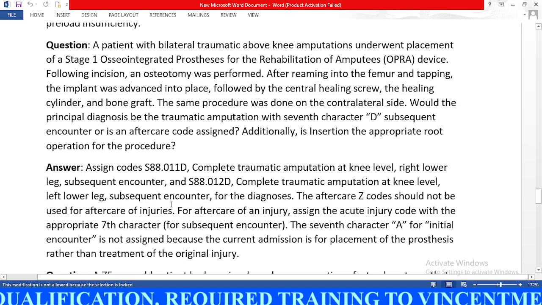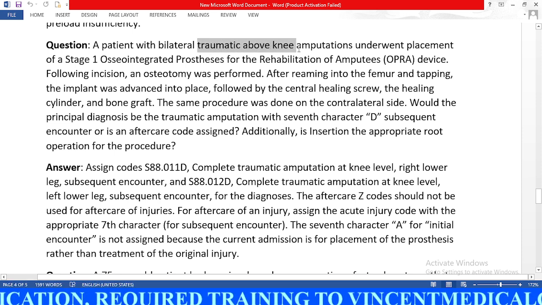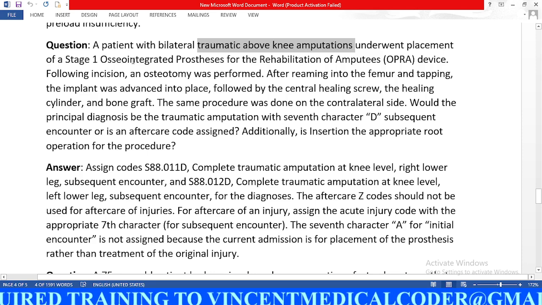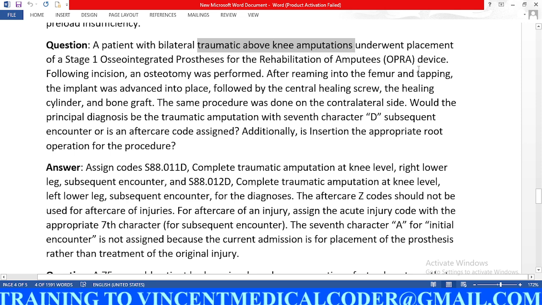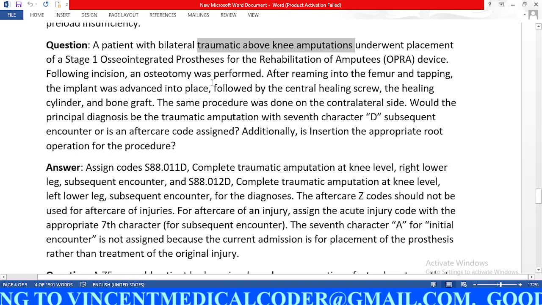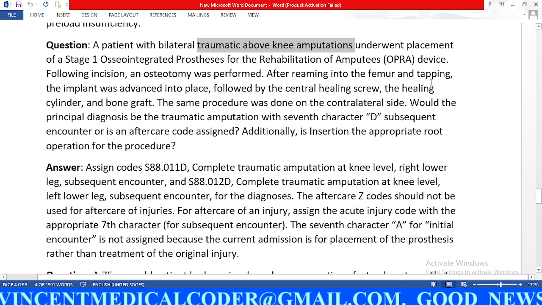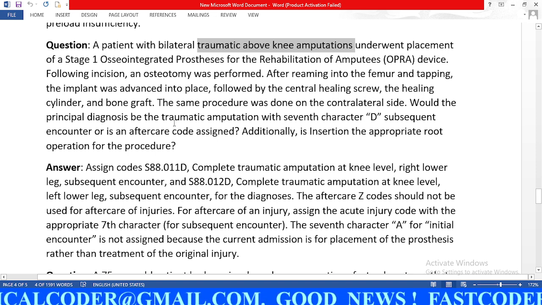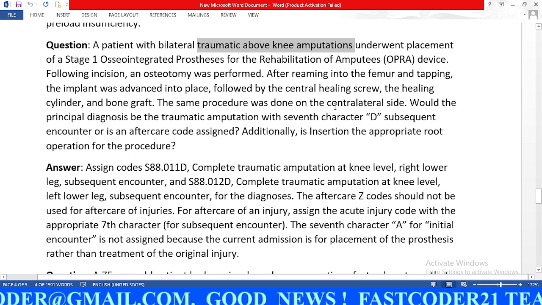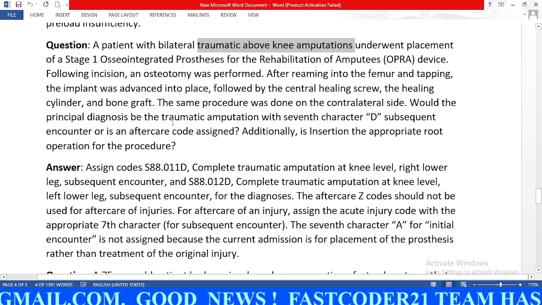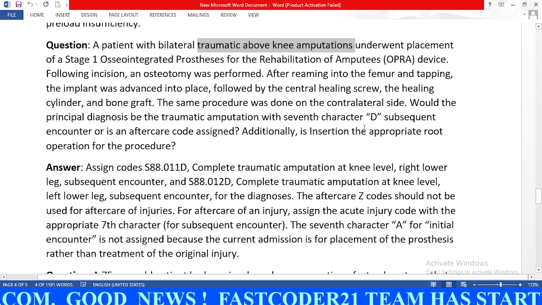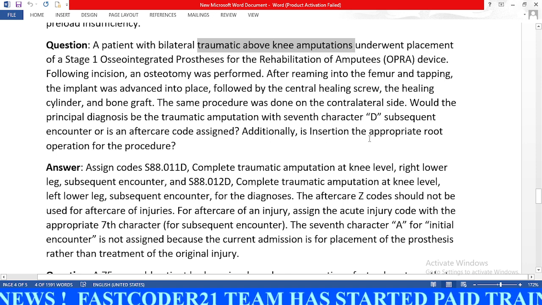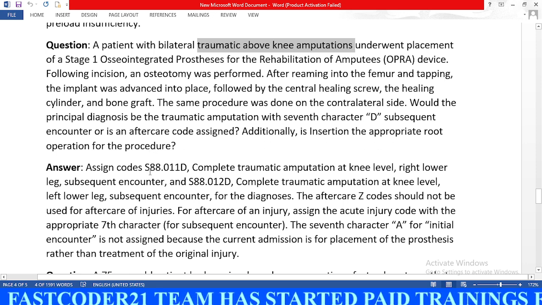Next question. A patient with bilateral traumatic above knee amputations underwent placement of a first osseointegrated prosthesis for the rehabilitation of amputees device. Following incision, an osteotomy was performed. After reaming into the femur and tapping, the implant was advanced into place, followed by the central healing screw, the healing cylinder, and bone graft. The same procedure was done on the contralateral side. Would the principal diagnosis be the traumatic amputation with 7th character D, subsequent encounter, or is an aftercare code assigned? Additionally, is insertion the appropriate root operation for the procedure?